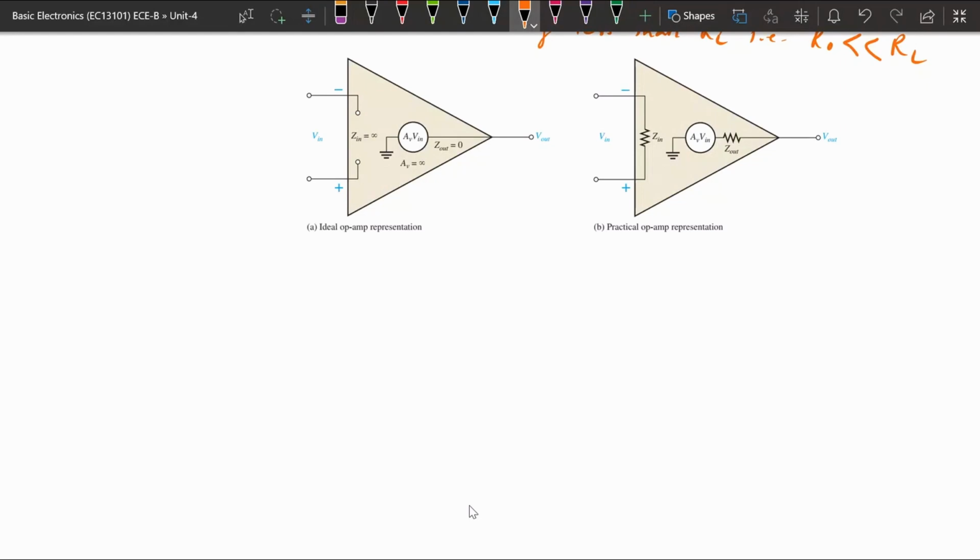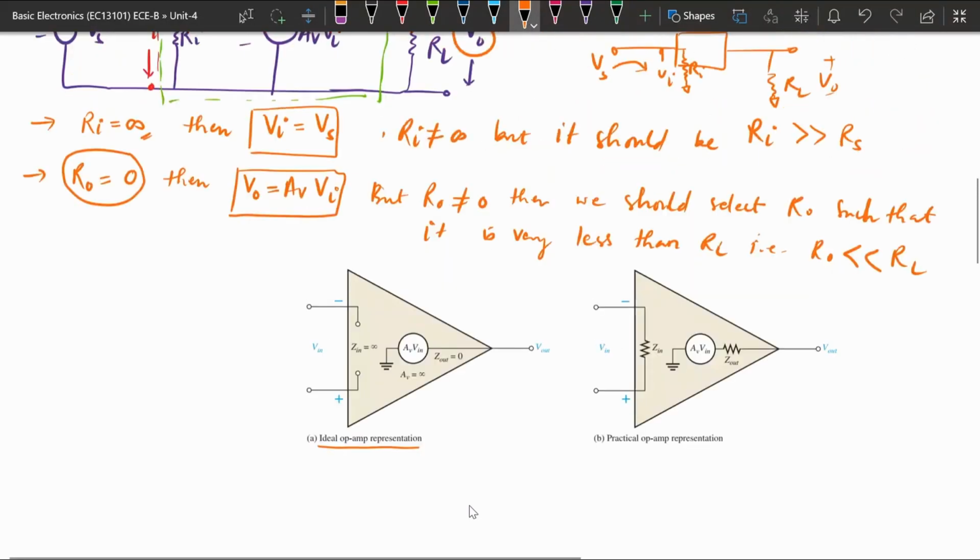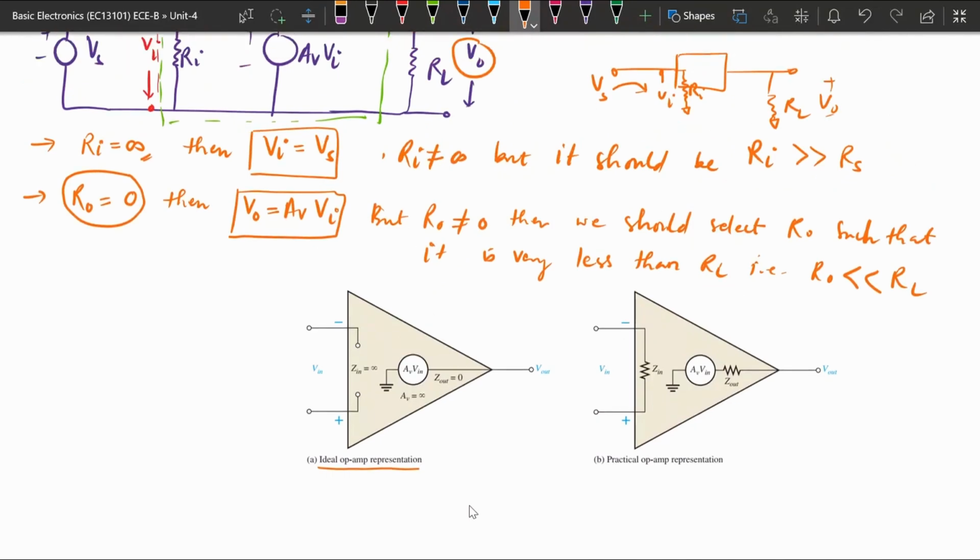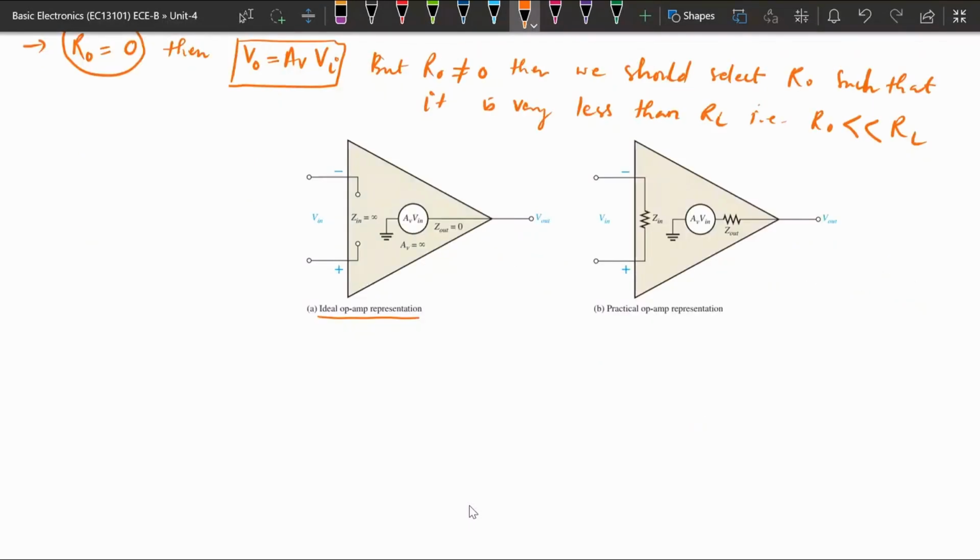In the ideal case, the input resistance should be infinity. Here this is the block, and this is the input, Z input. That Z input is infinity if it is an ideal one. So the input resistance here is infinity. If it is infinity, that means it can be taken as an open circuit.